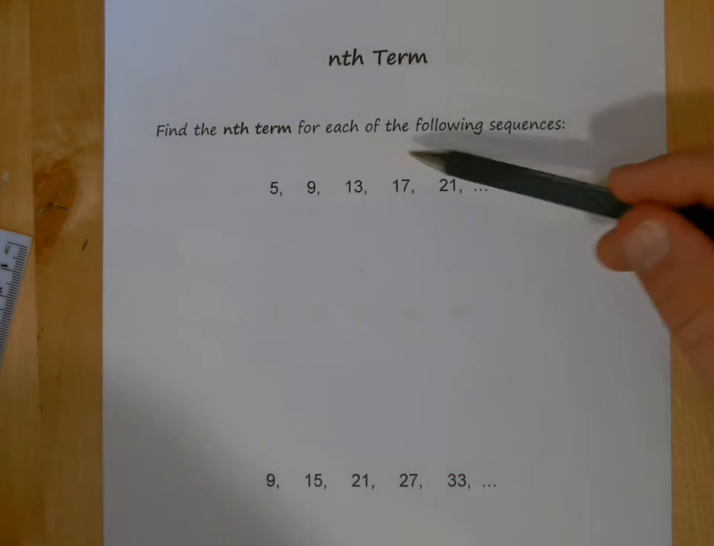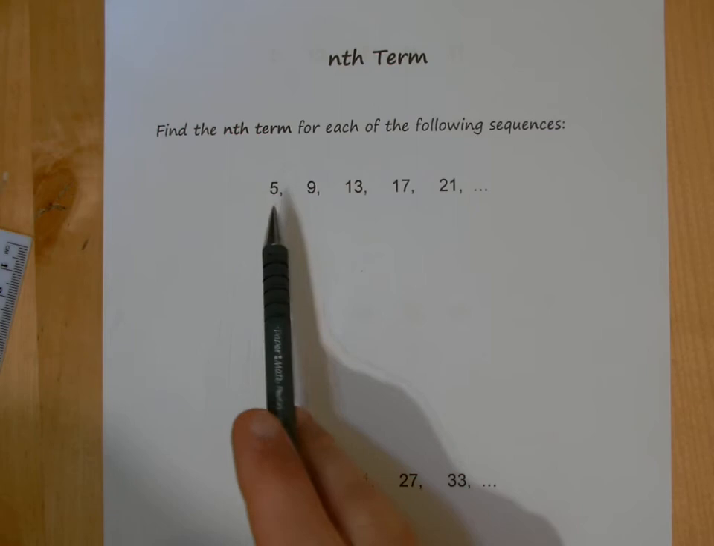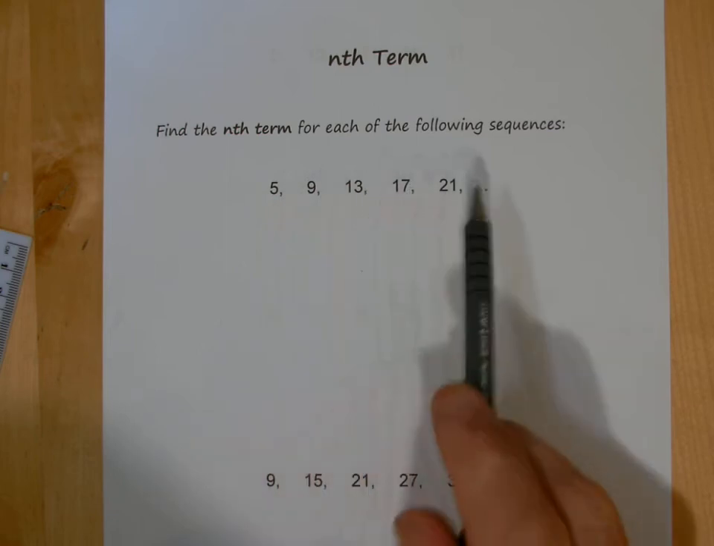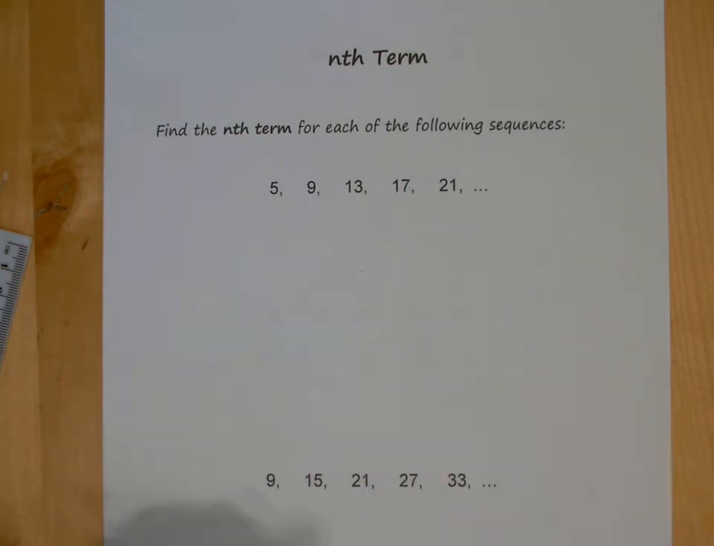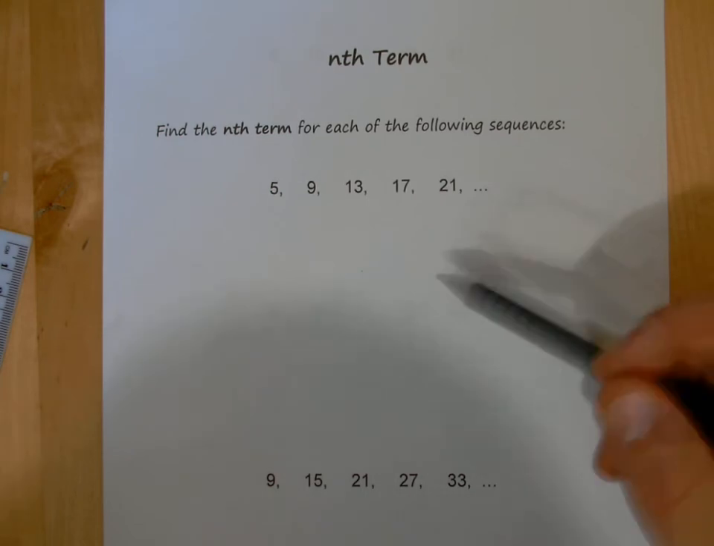Okay, find the nth term for each of the following sequences. So let's look at the first one here: 5, 9, 13, 17, 21. By the way, this type of question always comes up. It's a standard type of question that comes up at GCSE, so it's really worthwhile understanding it and remembering that sort of an approach so that we can be successful at it.